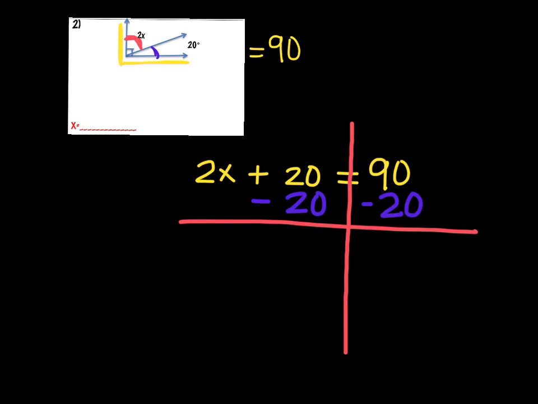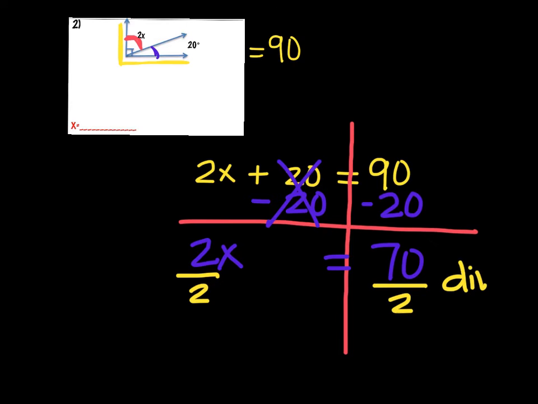20 minus 20 should cancel out, and all we have left is 2x, or 2 times a number, on the left side. On the right side, we need to go ahead and subtract 90 minus 20. We get 70. Then the last thing says 2 times a number is 70. Some people might already know that, but if you don't, we're going to do the opposite of times, which is divide.